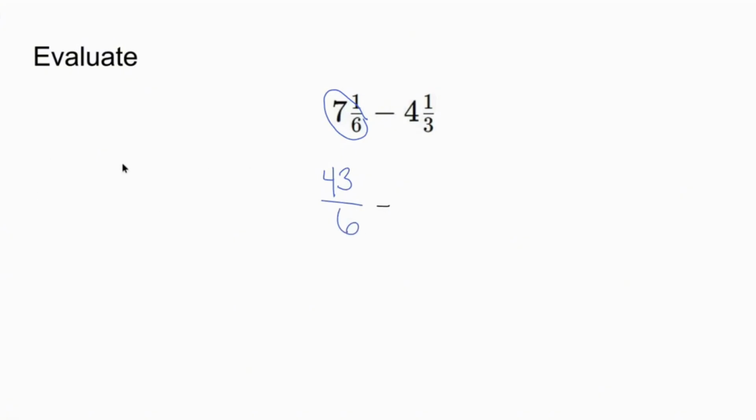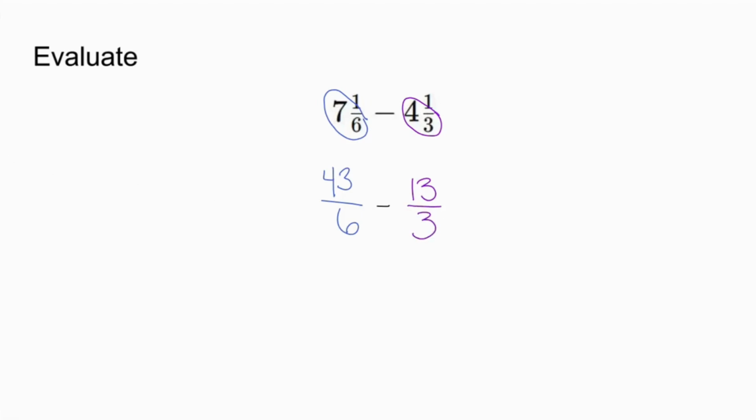Let's do the same thing with 4 1/3. So let's multiply 4 and 3, which is 12. 12 plus 1, which is 13. So write 13 up here and leave that over 3.